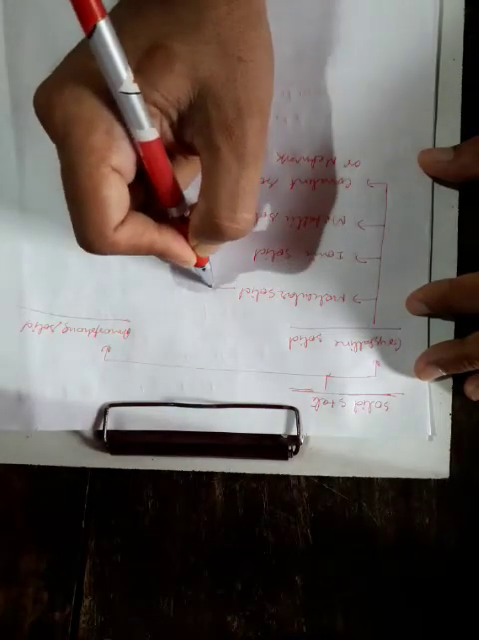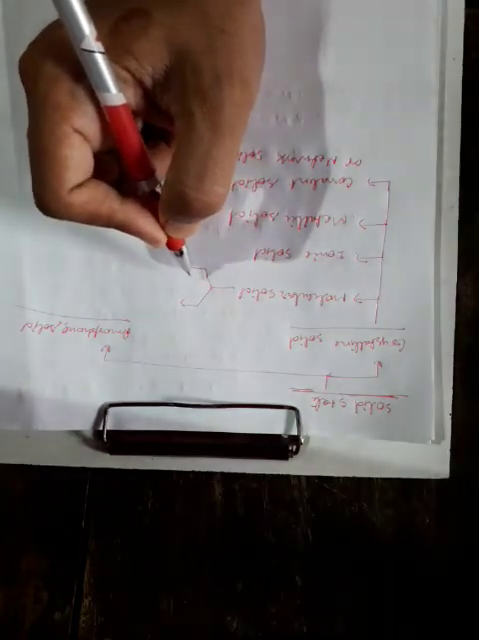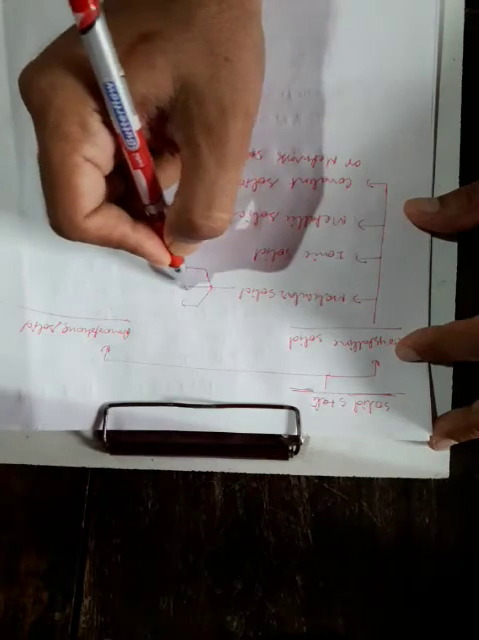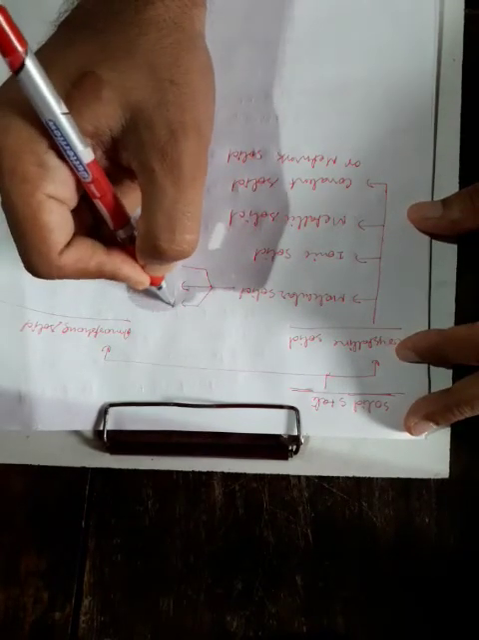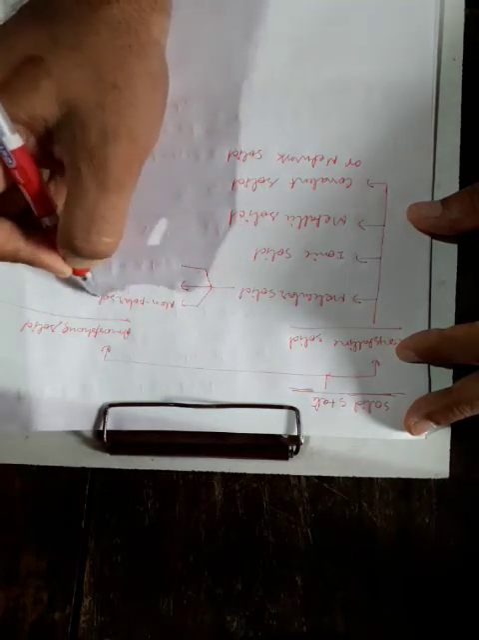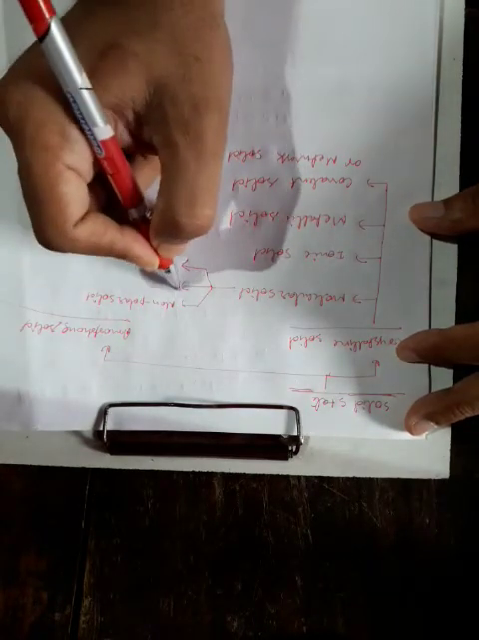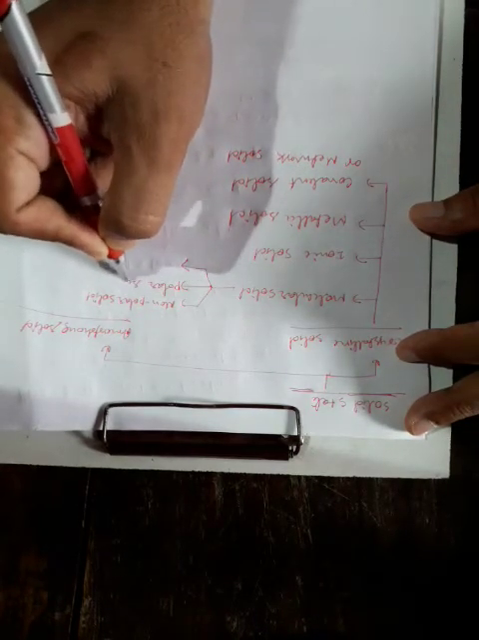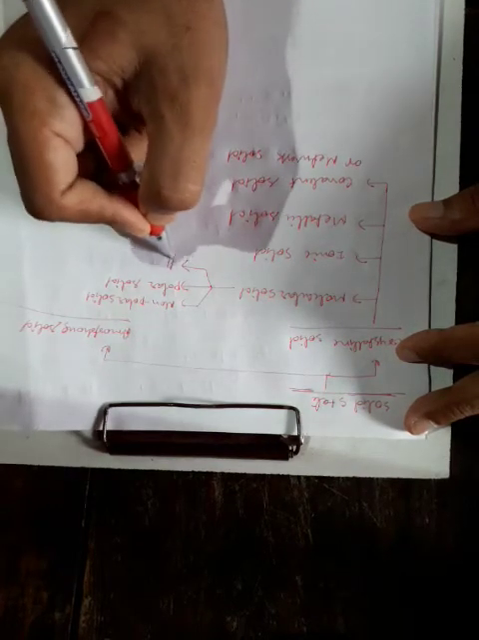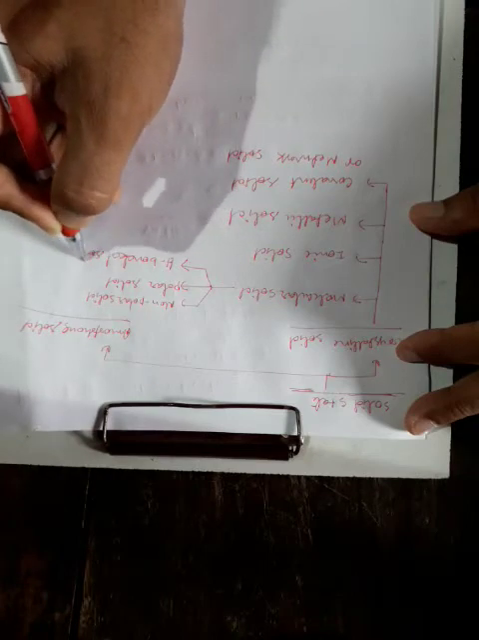Molecular solids are further classified as non-polar solid, polar solid and hydrogen bonded solid. These are the main types of solid state.